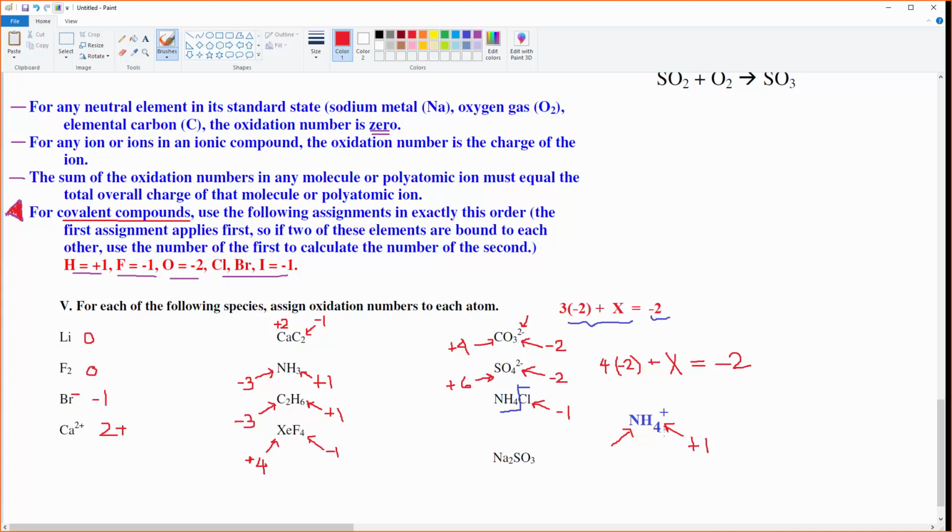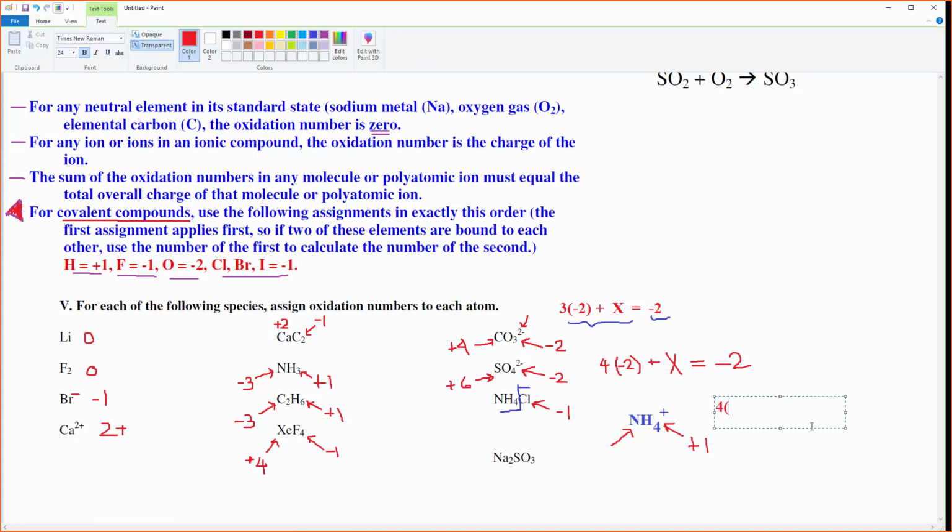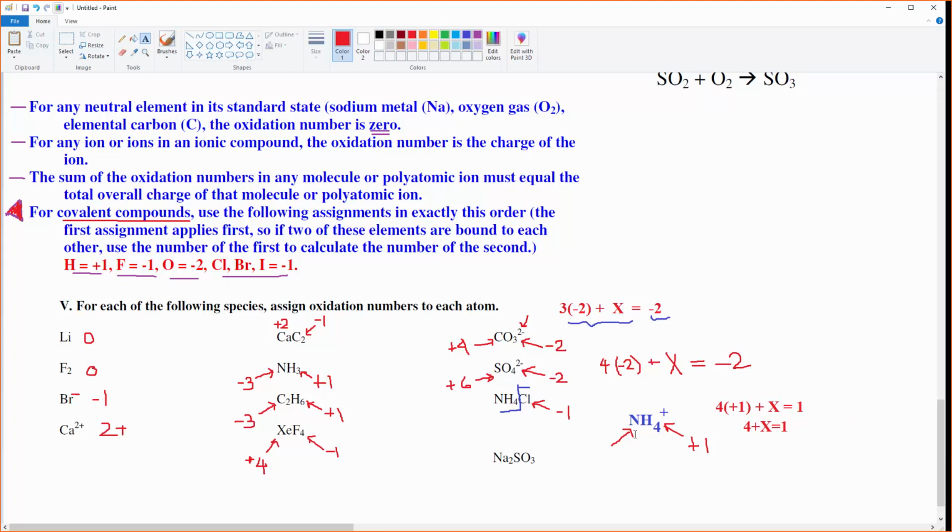Oh, this is tricky. Hang on a second. There's 4 hydrogens, each at +1. So that gives me a total of +4, right? 4 times +1 plus, I'm solving for the nitrogen, and the total sum has got to be +1. So that becomes 4 plus x is equal to 1. So x, my nitrogen, is -3. The nitrogen has to be -3 to cancel out 3 of the 4 positive charges to leave me with 1 positive charge overall at the end of the day.